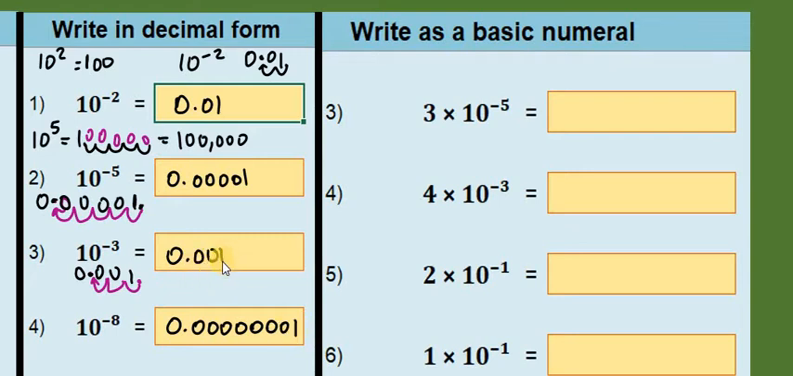1, 2, 3 before we get 1. 1, 2, 3, 4, 5 in order to get 1. 1, 2 in order to get 1.